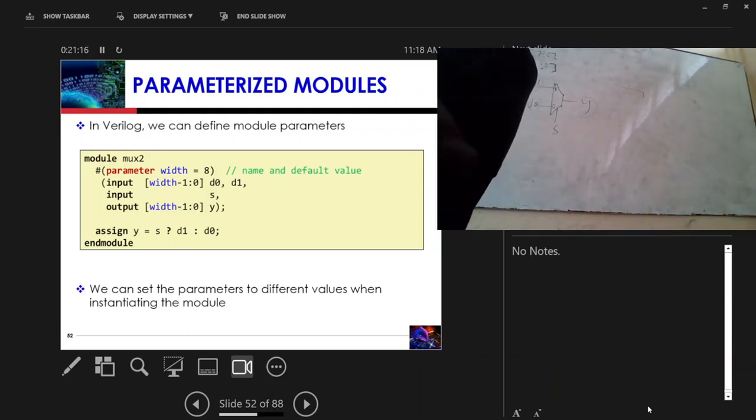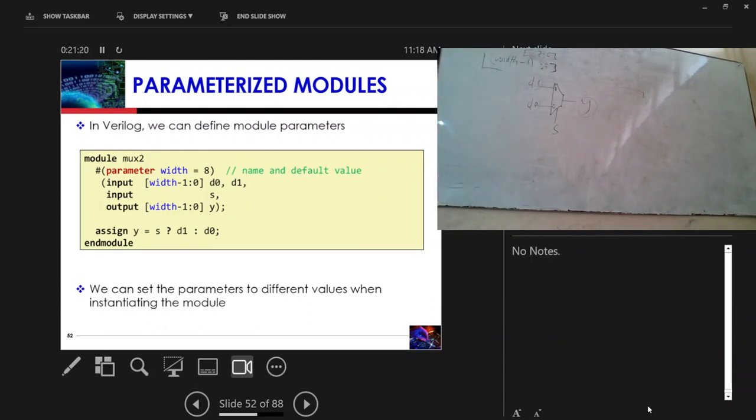So now, the S is 1 bit, the S is just one, because we are just selecting between two of them, D0 and D1. If in case there were more, then the S will increase. If there are three, we call it 3 bits.